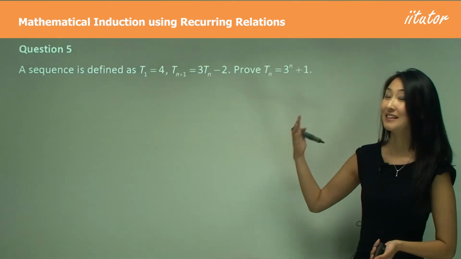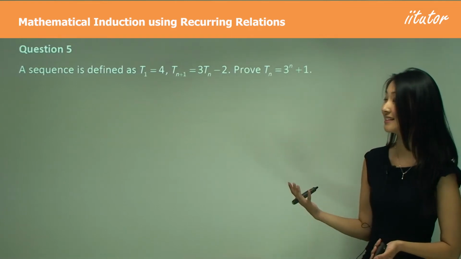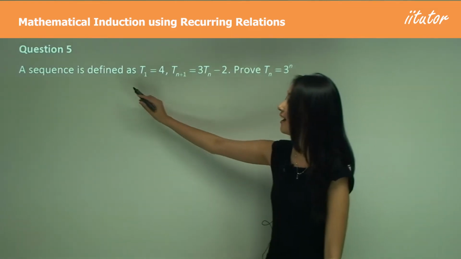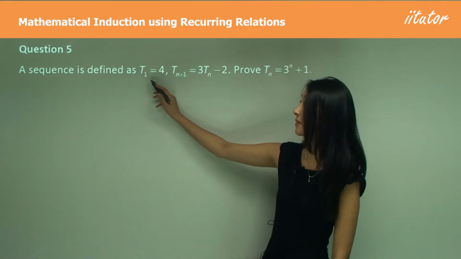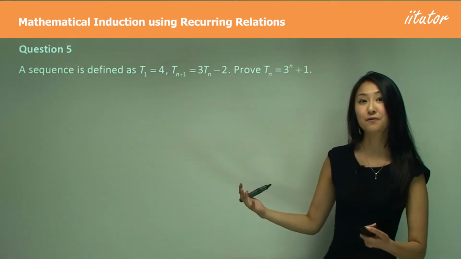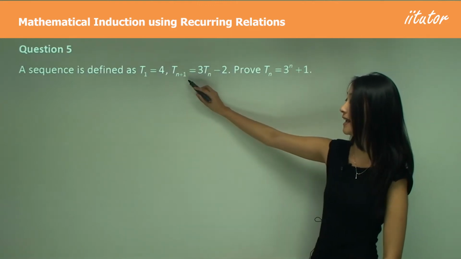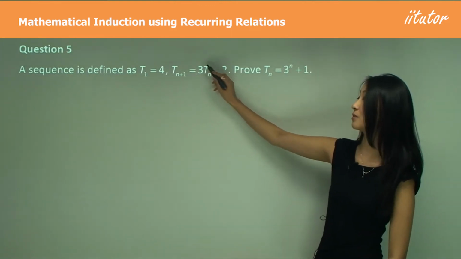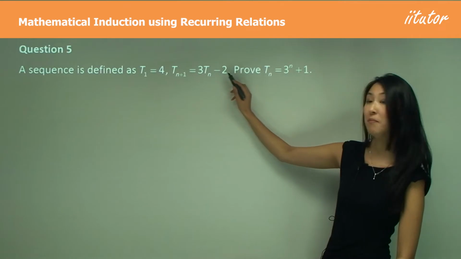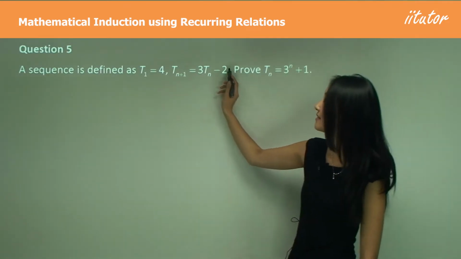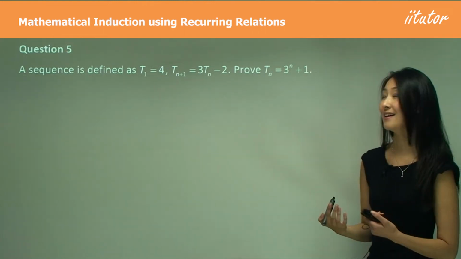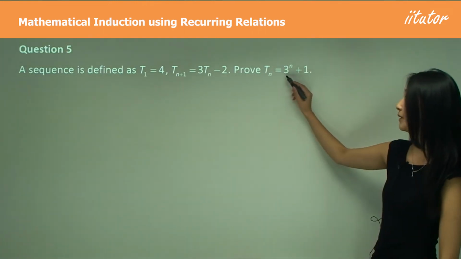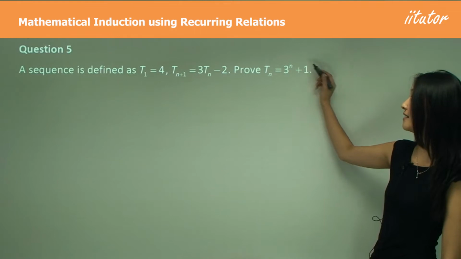We have this question which tells us, instead of showing us, it tells us a sequence is defined as the first term equals 4, and the sequence follows a pattern of t(n+1) equals 3 times the initial term minus 2. Yeah? So this is just information. Now, it asks us to prove tn equals 3^n plus 1.